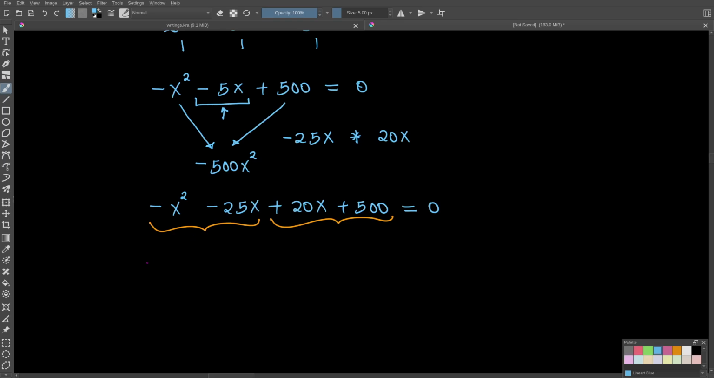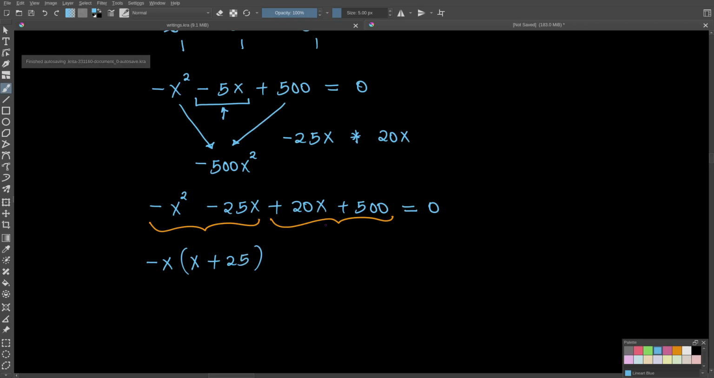The common factor here is negative x. So we are going to factor out that negative x from the first pair. So negative x squared divided by negative x will leave us with x. And then negative 25x divided by negative x, that is going to leave us with plus 25.